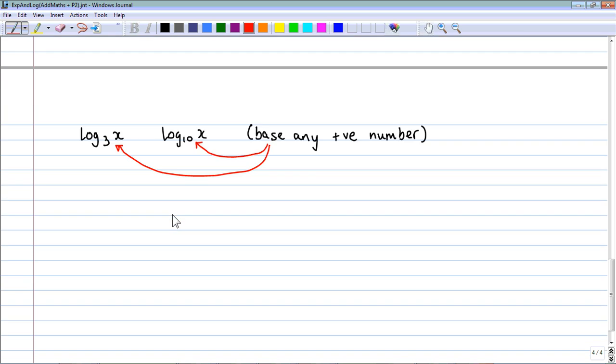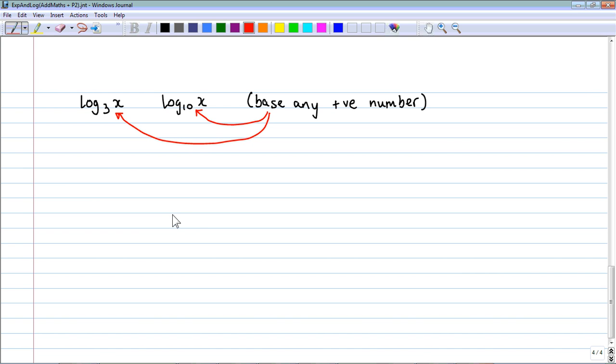Alright, now let's talk about the properties of logarithms. In order to talk about the properties of logarithms, we need to talk about the properties of the exponential functions that we already know about. What do we know about an exponential function? 2 to the x plus y is the same, and this is actually an identity, as 2 to the x times 2 to the y.